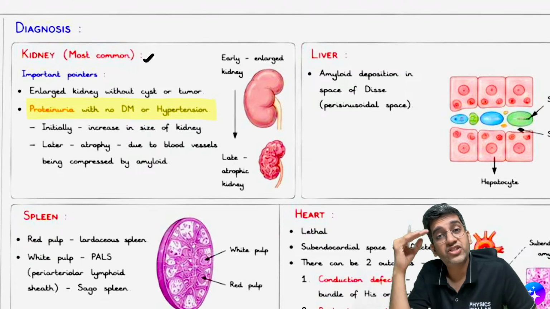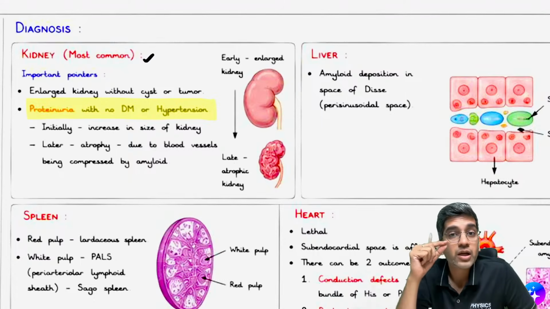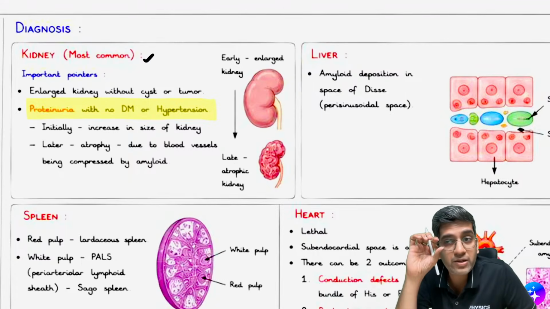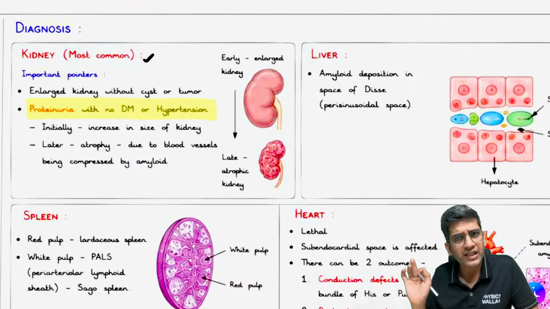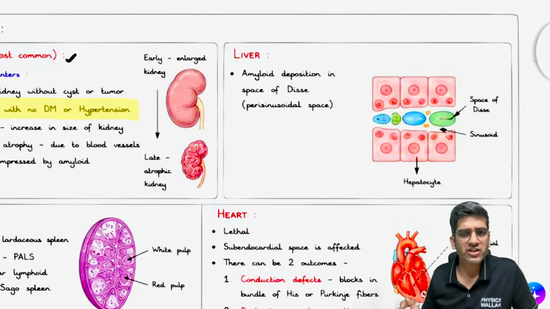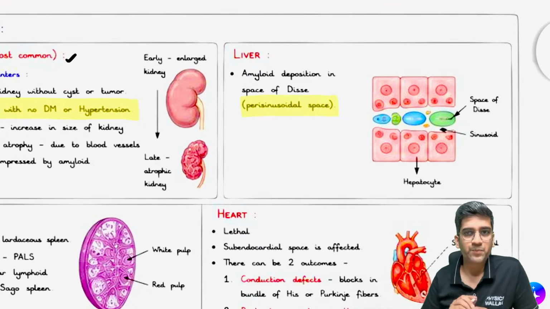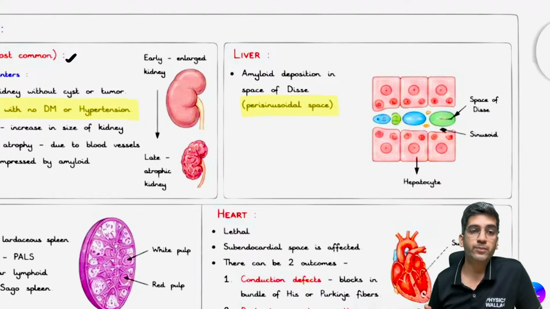But in later stages, like years of amyloid, it surrounds the blood vessels, right? Every blood vessel will become narrow. There will be destruction and you'll end up having a later atrophic kidney. Liver, everywhere is perivascular space, the perisinusoidal space of Disse. It's surrounding the sinusoid, it gets deposited, right?